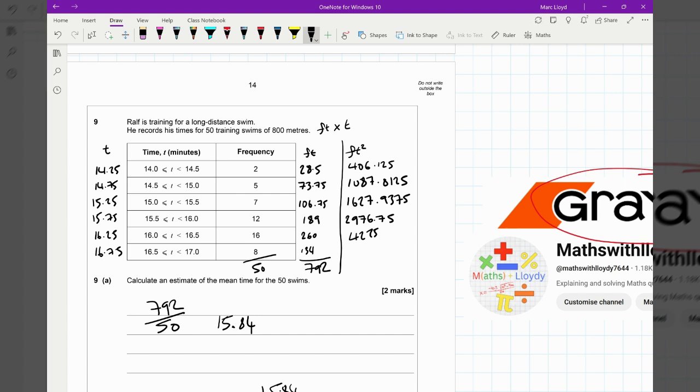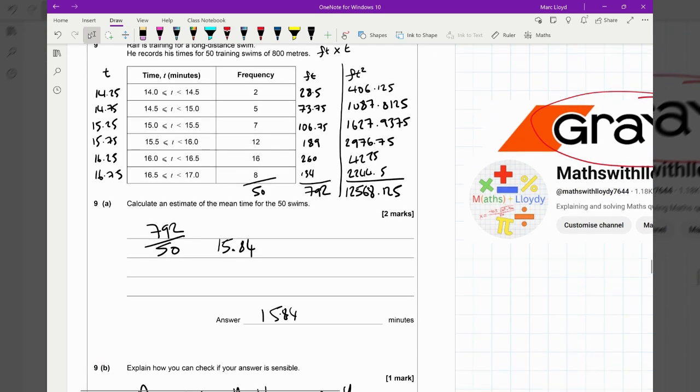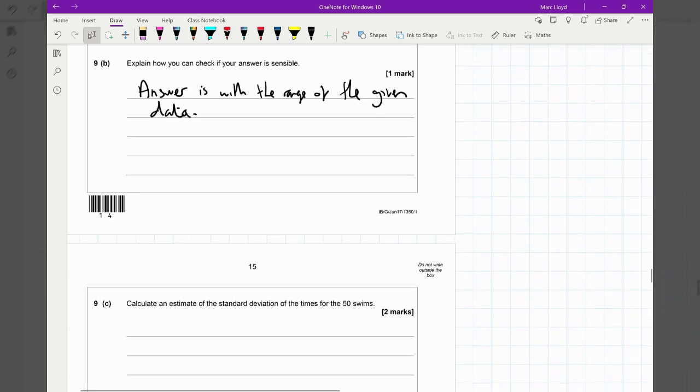4225, 16.75 times by 134, 2244.5. We're then going to have to add all of these up. 406.125 plus 1087.8125 plus 1627.9375 plus 2976.75 plus 4225 plus 2244.5, and I hope my handwriting has been readable there. Okay, so that is my sum of the ft squareds, and I'll come back for that piece of data.